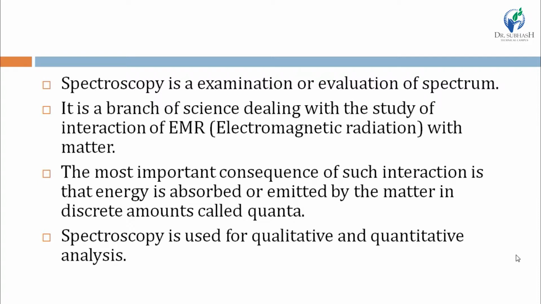So spectroscopy is used for qualitative and quantitative analysis. Specific wavelength gives qualitative information, and degree of absorption or emission gives quantitative information. Majorly, spectroscopy is of two types: absorption spectroscopy and emission spectroscopy. In absorption spectroscopy, our sample absorbs radiation, and in emission spectroscopy, our sample emits radiation. So in absorption spectroscopy, absorbed radiation is measured, and in emission spectroscopy, emitted radiation is measured.